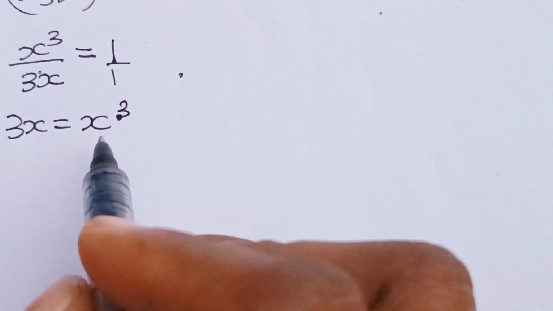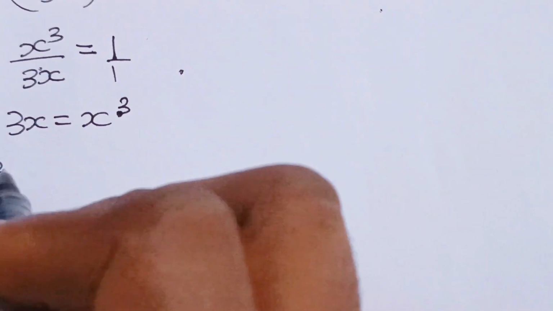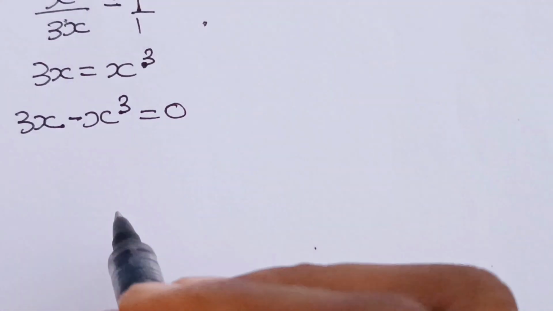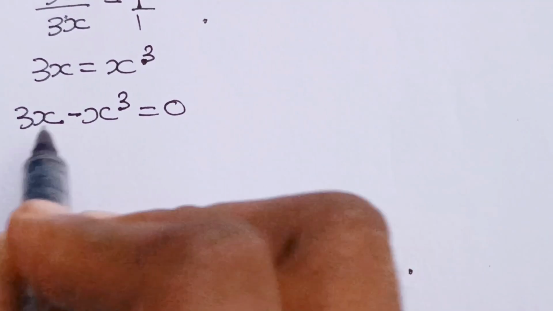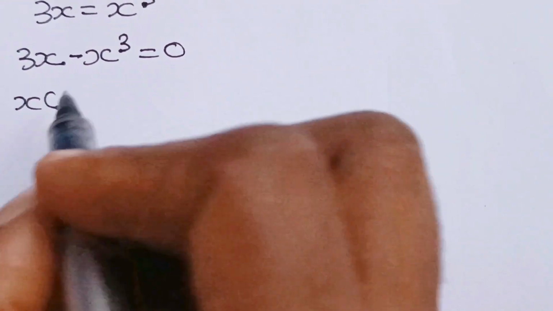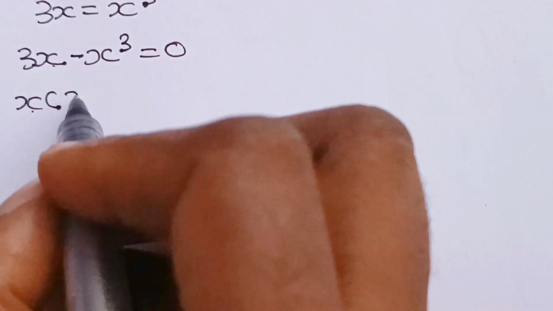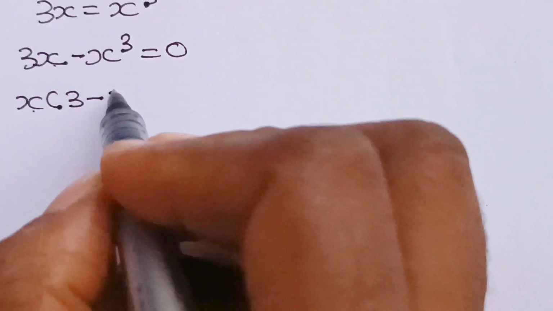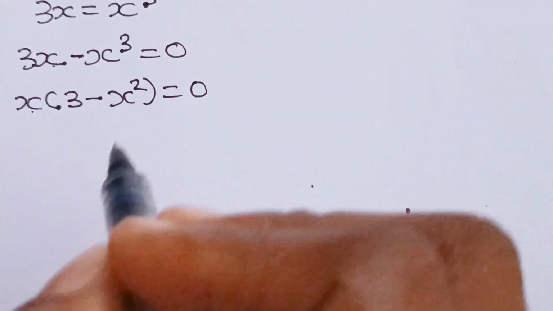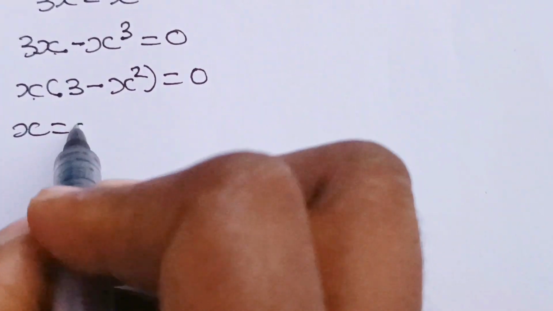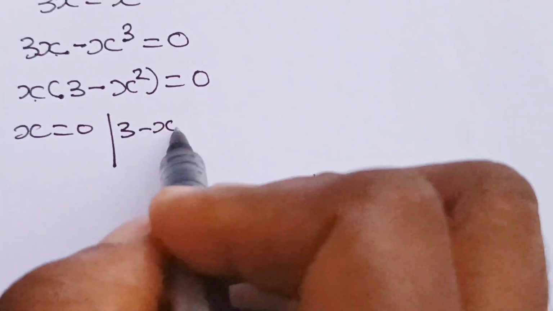Now let's bring this 3x to this side. We have 3x minus x to the power of 3 is equal to 0. Okay, all right, now let's factorize what they have in common, which is x. If we do that, we have x bracket, when this is divided by this, 3 will remain, and when this is divided by this, we have x squared remaining here, is equal to 0. Okay, all right, now from here we can see that x is equal to 0, and that 3 minus x squared is also equal to 0.